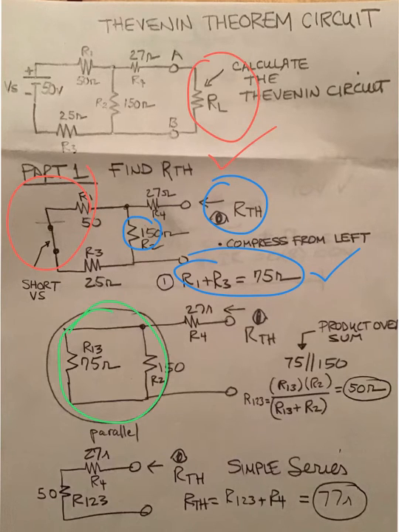That allows us to compress them into this 50 ohm calculation over here. I've decided to use the product over sum rule, but you could use the 1 over rule for calculating parallel resistance just as easy. Having made that calculation at 50 ohms allows me to plug the 50 ohms back, and I'm left with nothing but a simple series circuit. And that's how you calculate R Thevenin. You add R4 to R1, 2, and 3 for 77 ohms.